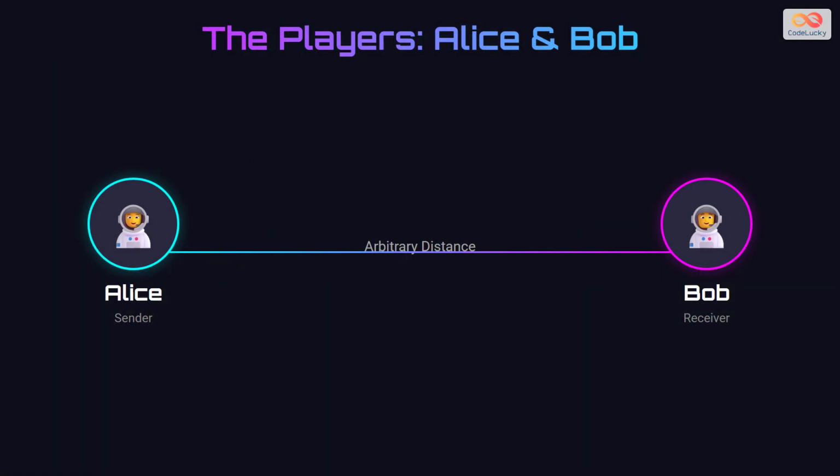To understand how this works, let's introduce our two main characters, Alice and Bob. Alice is the sender, and Bob is the receiver. They can be in the same room or galaxies apart. The distance does not matter for the quantum part of the protocol.